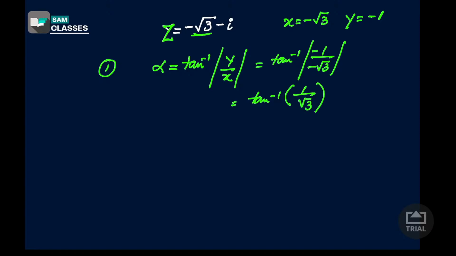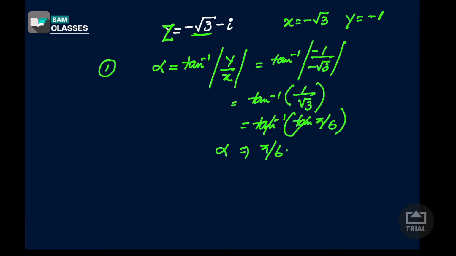Can anybody tell me when tan gets the value 1 by root 3? Don't worry, Soham, by this you will be able to understand. 30 degree. So can I write tan inverse of tan pi by 6. So alpha we got as pi by 6.